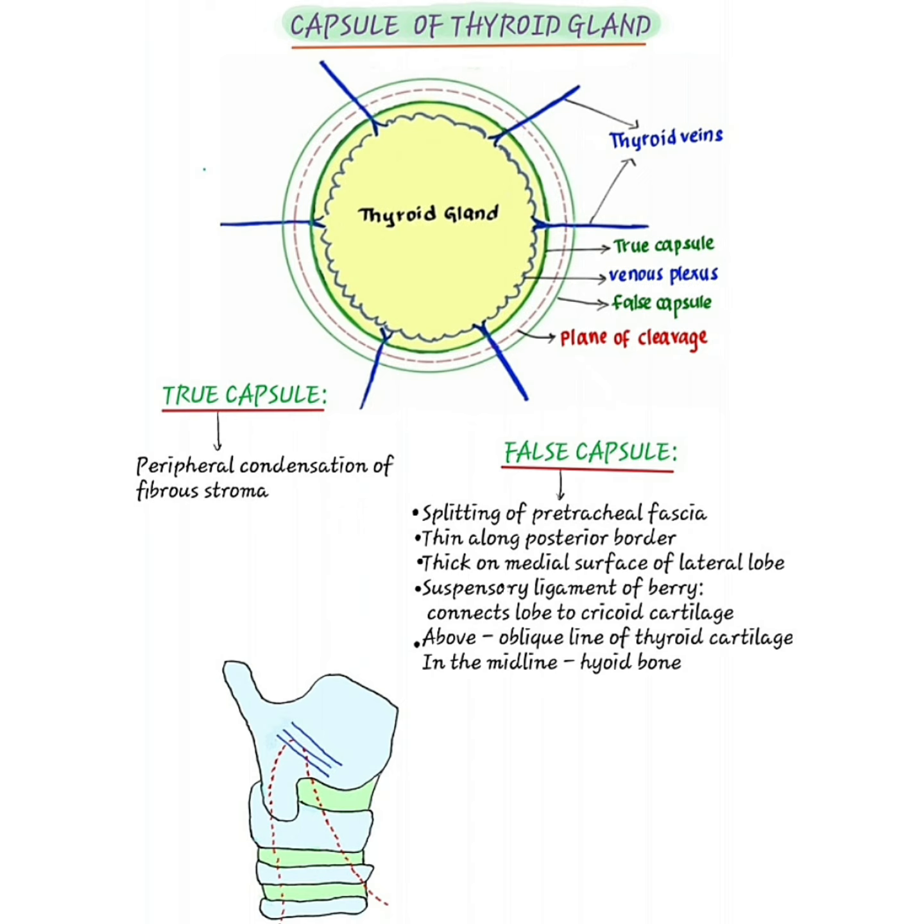Let us revise the capsule of the thyroid gland. The thyroid gland is invested by two capsules, inner true capsule and outer false capsule. True capsule is formed by peripheral condensation of fibrous stroma of the gland. False capsule is derived from splitting of pretracheal fascia. It is thin along the posterior border of the lobe and thick on the medial surface of the lateral lobe. There it thickens to form the suspensory ligament of Berry, which connects the lobe to the cricoid cartilage. Above it extends up to the oblique line of the thyroid cartilage and in the midline up to the hyoid bone. Below it enters the thorax and merges with the apex of fibrous pericardium.